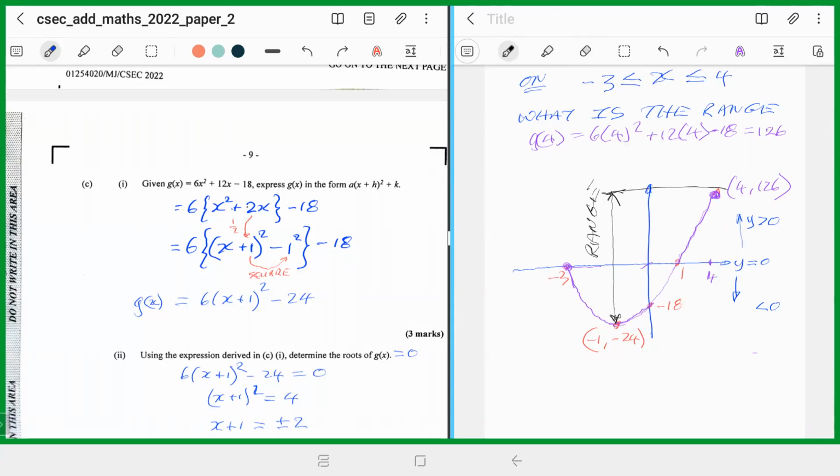Highest value corresponds to that point. Lowest value corresponds to that point. Good? And this is the function for this domain. So I can write my range now as g of x less than or equal to 126, greater than or equal to the minimum value still of negative 24. So my range changed because I changed my domain.